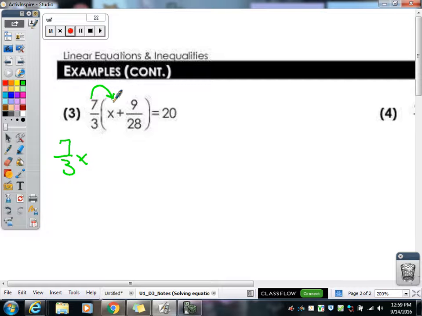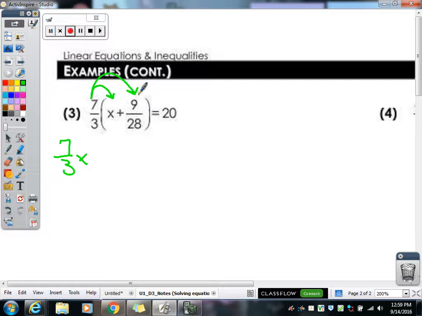So 7/3 times x is 7/3 x. Now you have to multiply 7/3 times 9/28. Now you realize I didn't change this one to a decimal. You can't, because 7/3 is going to be a repeating decimal.